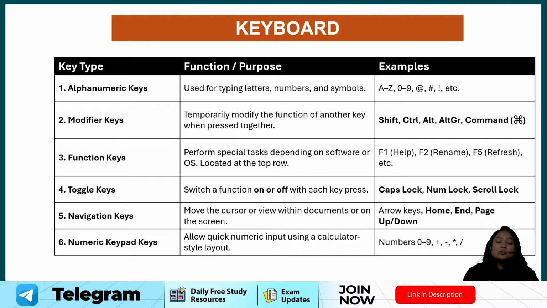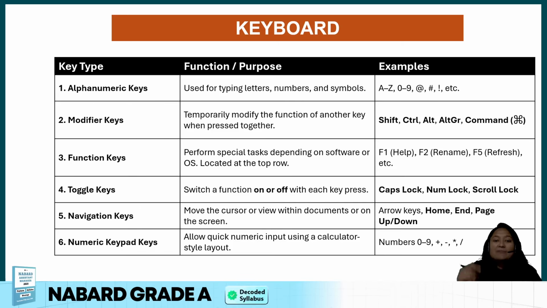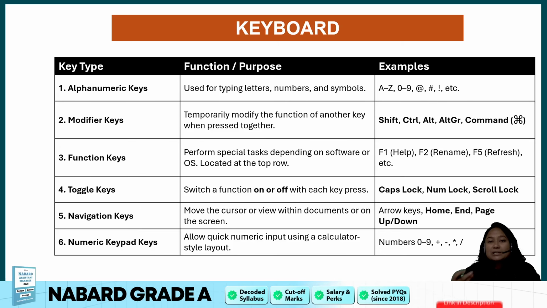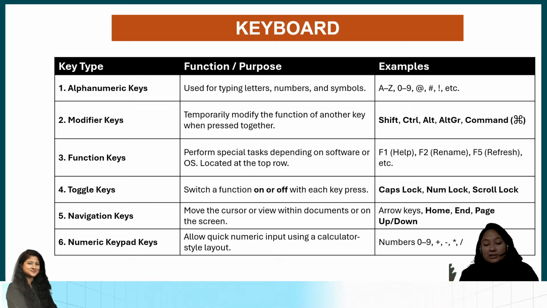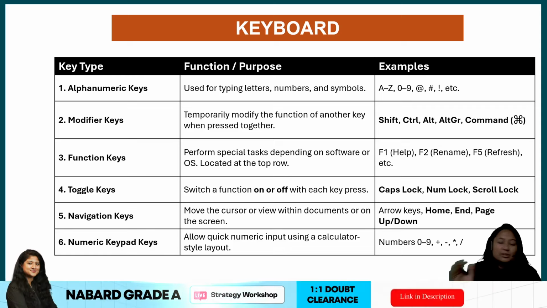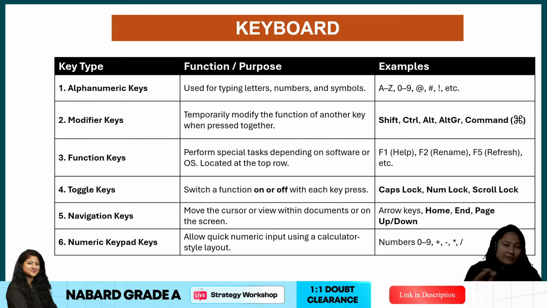Okay, so in your keyboard you first have the alphanumeric keys. Alpha means alphabet, numeric means number. So alphanumeric keys are basically the main part of the keyboard, in which we have the alphabets, we have the numbers, and we also have the symbols. Star, hash, greater than, smaller than, question mark, all these signs. So these are also alphanumeric keys.